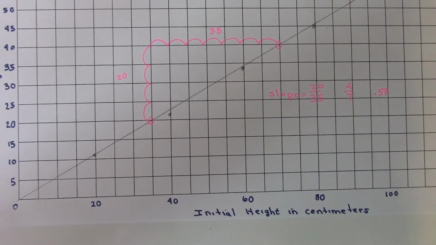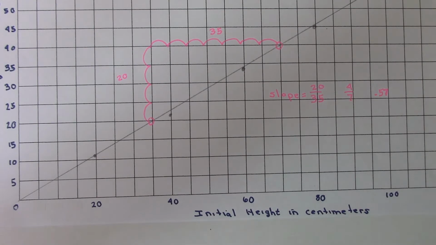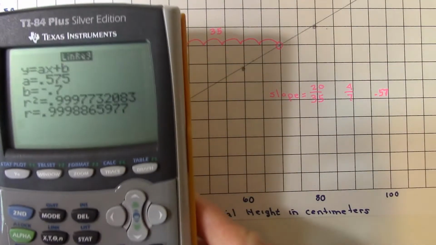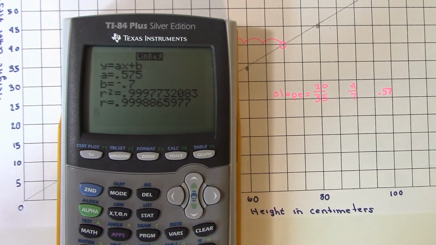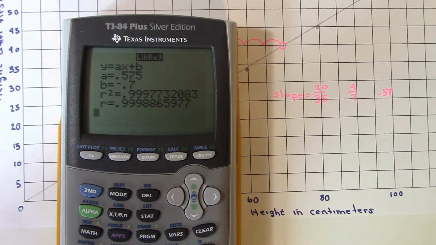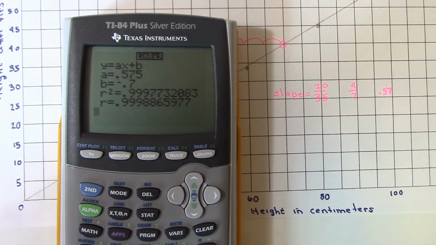When I run this through the calculator, I came up with my coefficient of A, or my slope, as 0.575. My B is negative 0.7, and my R is 0.99988. So it's a very, very strong correlation. And I see that my slope on the calculator is very close to the slope that I got from my trend line. And the B is, again, 7 millimeters that it's off. It should have been 0, and I get a value of 7 millimeters.